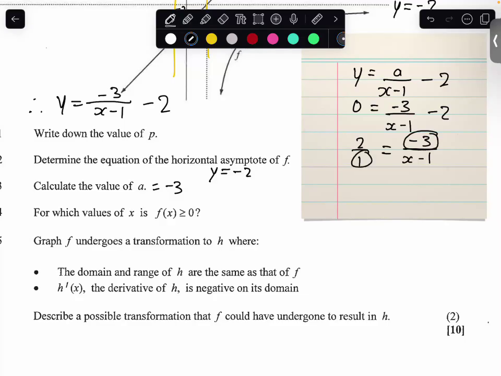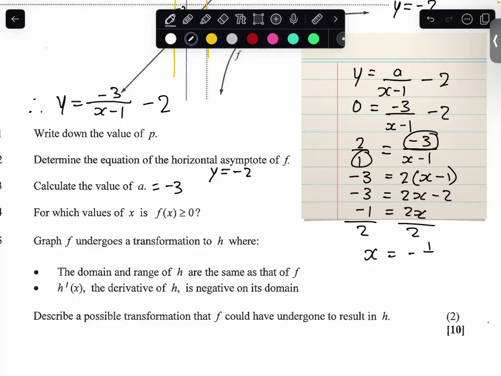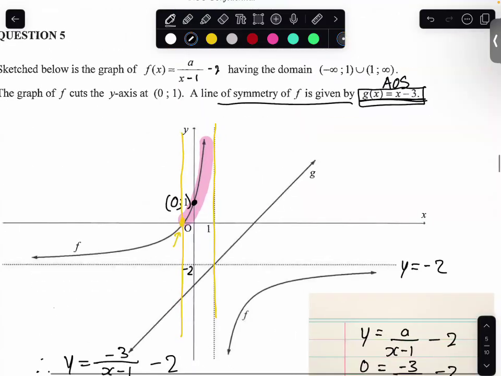That's minus 3 times 1 gives you minus 3 is equal to 2 into x minus 1. That gives me minus 3 is equal to 2x minus 2. Take the minus 2 over. That's minus 3 plus 2, which is minus 1 is equal to 2x. Divide both sides by 2. So x, the x-intercept of the hyperbola, is minus a half. So this x-intercept is negative a half. So the hyperbola lies above from minus a half to 1.